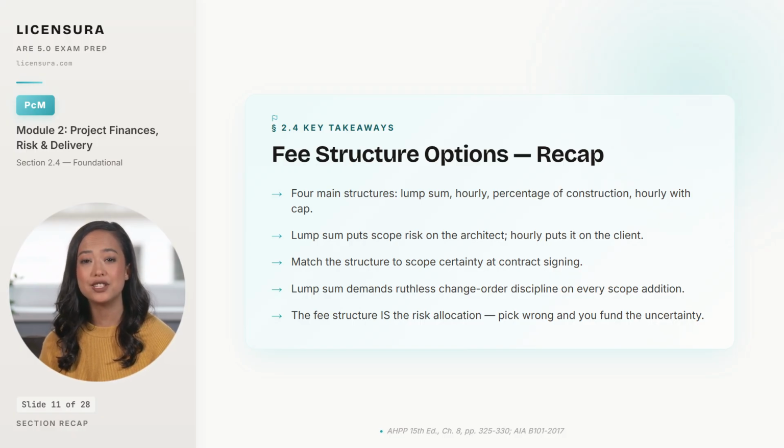The decision rule is to match the structure to how much scope certainty exists at the moment of contract signing. Defined program means lump sum is fair. Evolving program means hourly is fair. Any lump sum engagement demands ruthless change order discipline on every single scope addition, because that is the only mechanism that protects the firm from absorbing uncompensated work. And the underlying principle is direct. The fee structure is the risk allocation, and a firm that picks the wrong structure ends up funding the client's uncertainty out of its own margin.